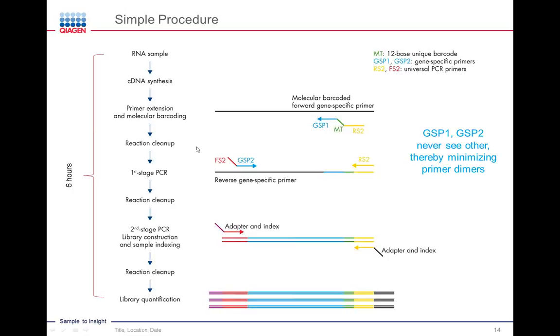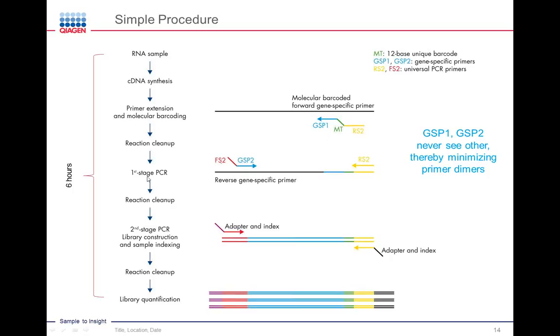After doing so, we go through a reaction cleanup, so we remove these gene-specific primers from the first step. And this is going to be followed by the first stage PCR. This is accomplished by gene-specific primer 2. This second gene-specific primer has sequences that are complementary to the genes that we are interested in enriching. And again, this is followed by universal sequences for library preparation. One thing to note here is that gene-specific primer 1 and gene-specific primer 2 never see each other. Each one of them is used in a separate step. What this does is allow us to minimize primer dimers.